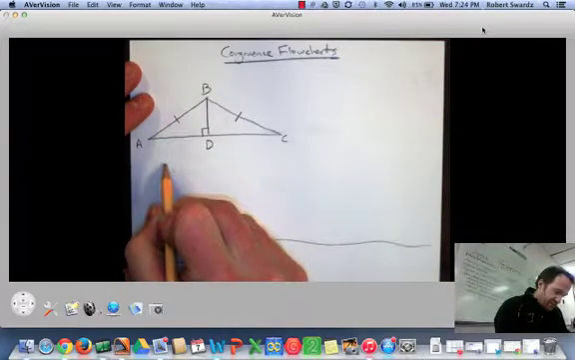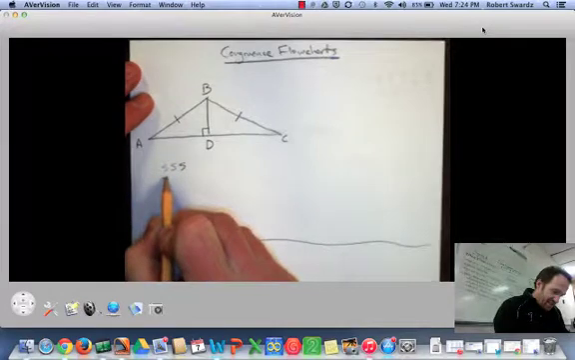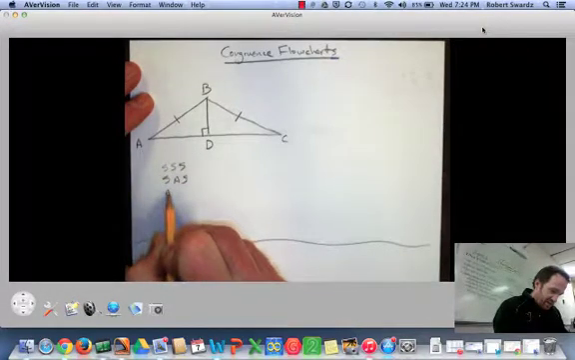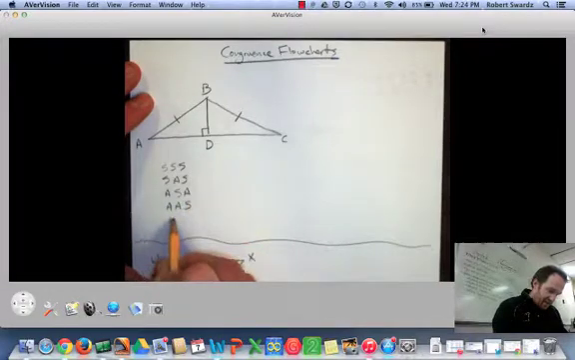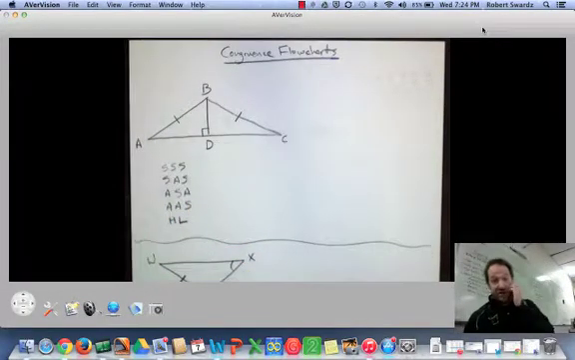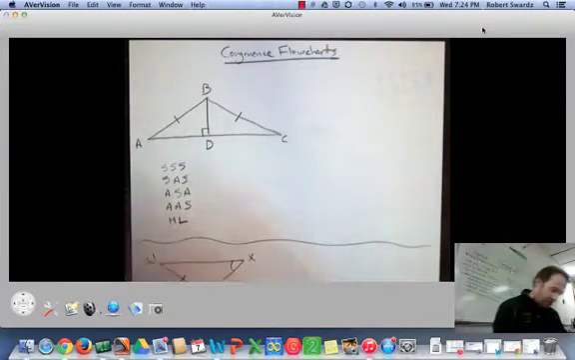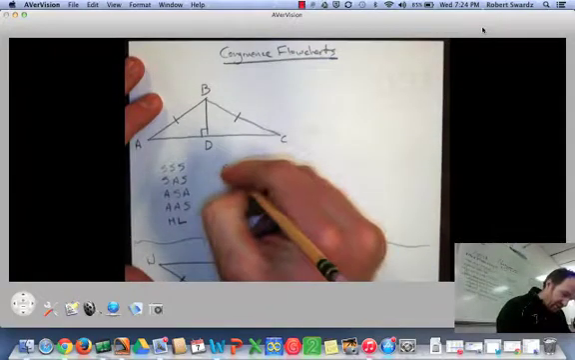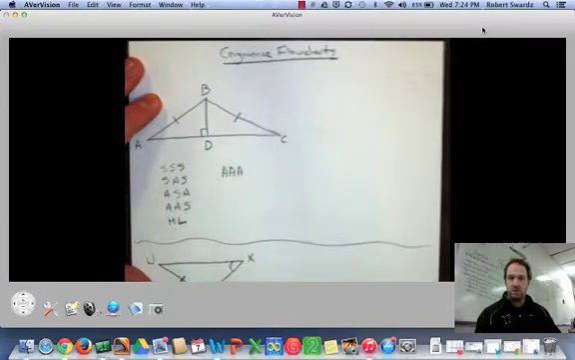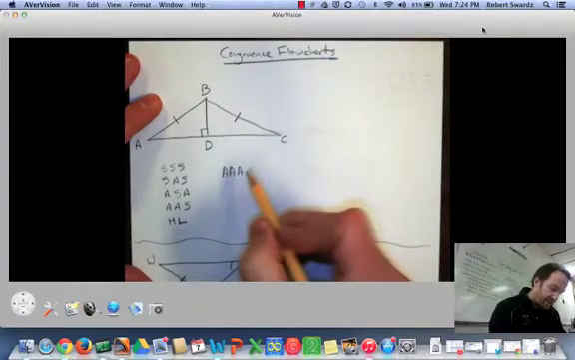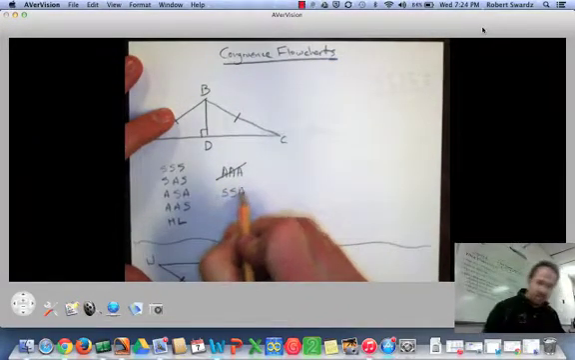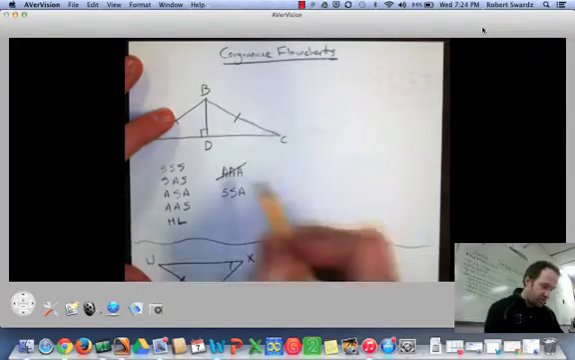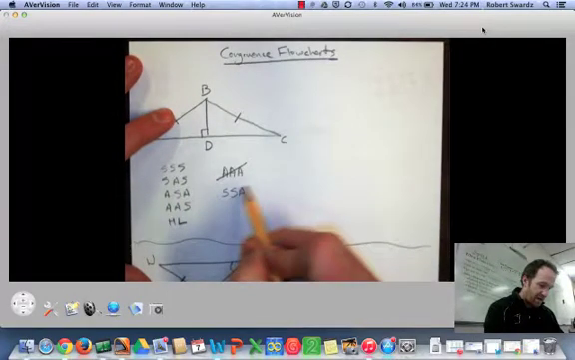There was side, side, side; side, angle, side; angle, side, angle; angle, angle, side; and hypotenuse leg. Those are the 5 that we have to choose from. Nothing else works. Angle, angle, angle doesn't work. That would actually work for similarity, but they could be different sizes that way. Side, side, angle doesn't work. I didn't do an example of that in the previous video, but trust me, it doesn't. It also spells a bad word backwards, so don't use it.